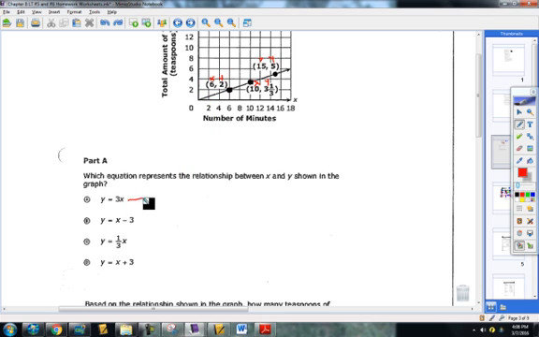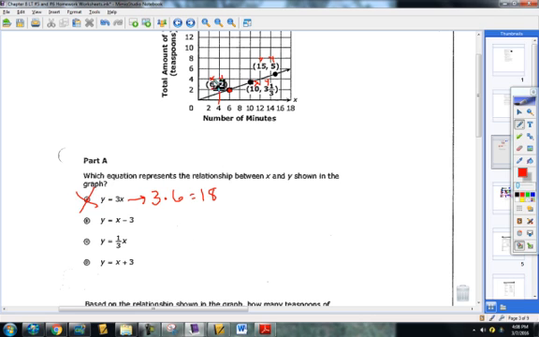So what I'm going to do is take this and say, okay, what is 3 times 6? Because that's my x right there. And that's going to be 18. So is that the y that's given? Is the coordinate going to be 6, 18? Because that's what the coordinate would be. No. Okay, plug in the next x.